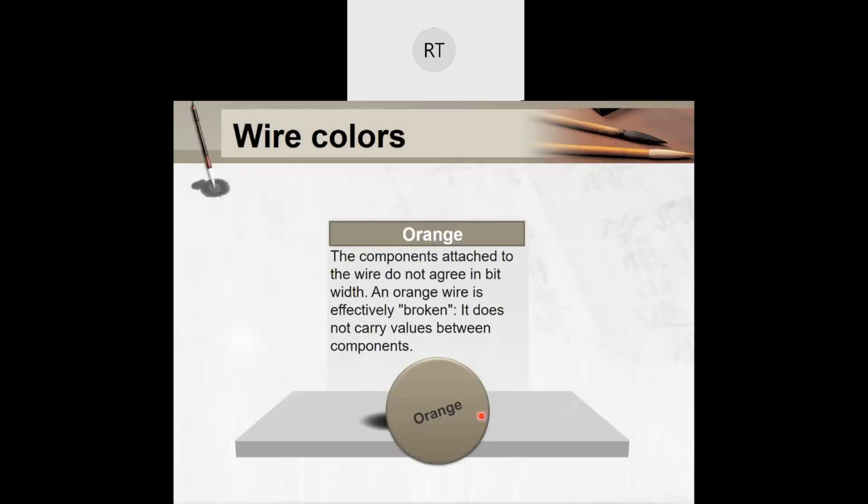The orange, the components attached to the wire do not agree in bit width. So you are connecting one wire to a 3-bit wire. They don't match, so it will give you an orange. Okay, we call it a broken wire. Okay?